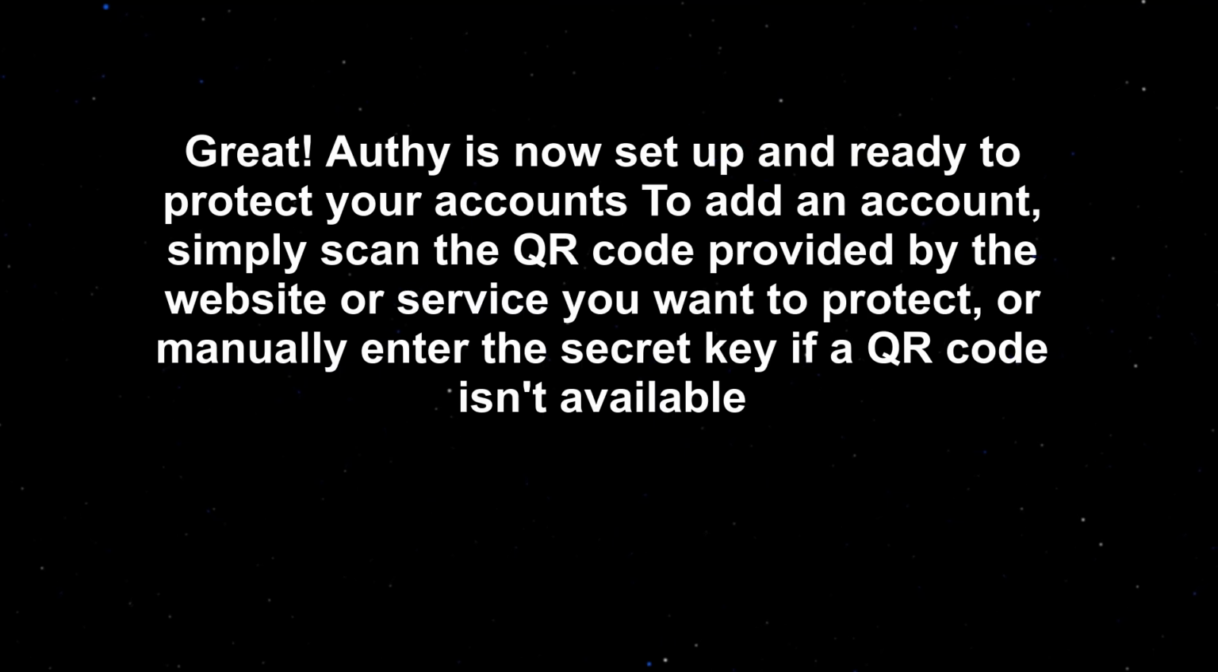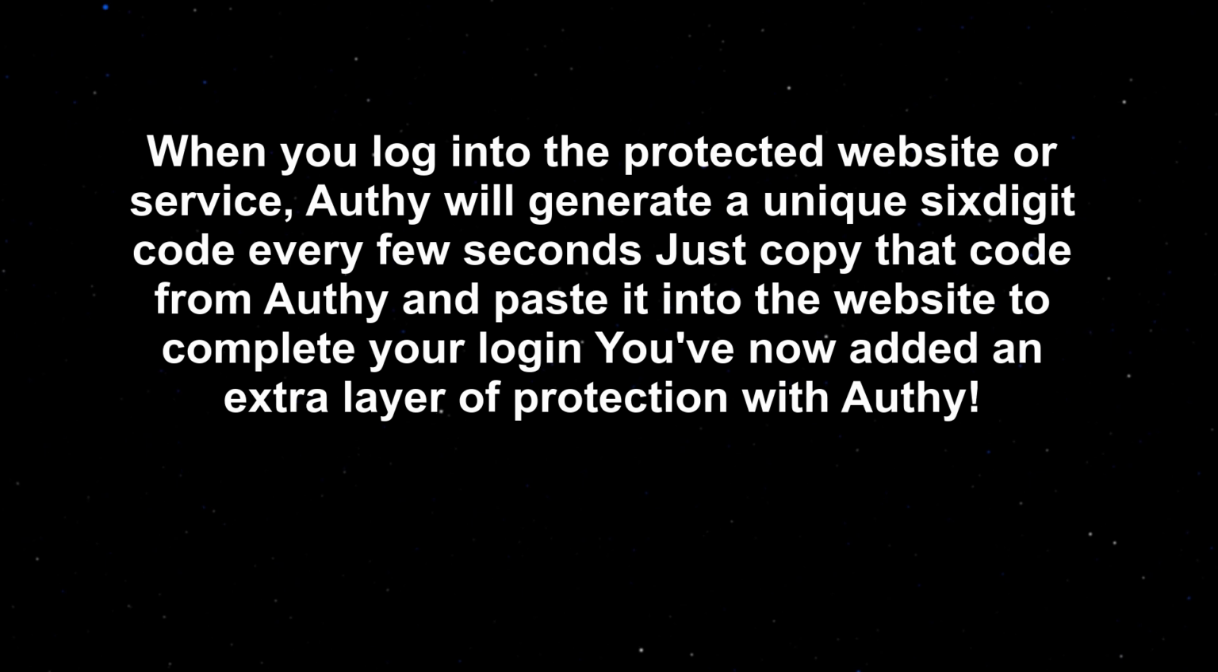To add an account, simply scan the QR code provided by the website or service you want to protect, or manually enter the secret key if a QR code isn't available. When you log into the protected website or service, Authy will generate a unique 6-digit code every few seconds. Just copy that code from Authy and paste it into the website to complete your login.